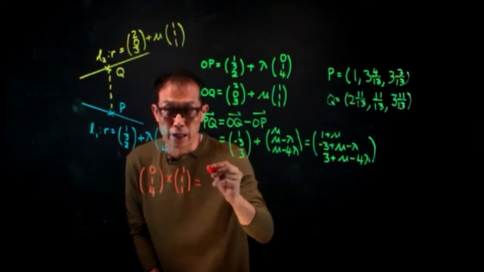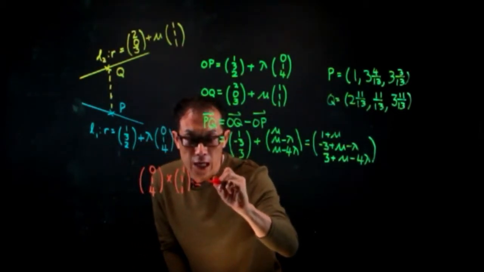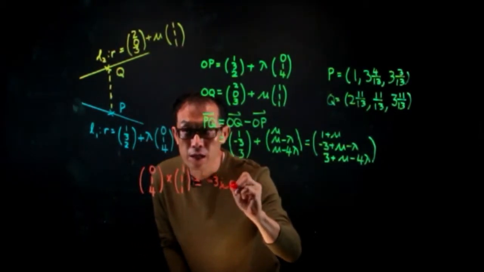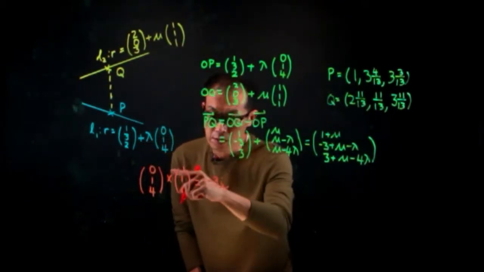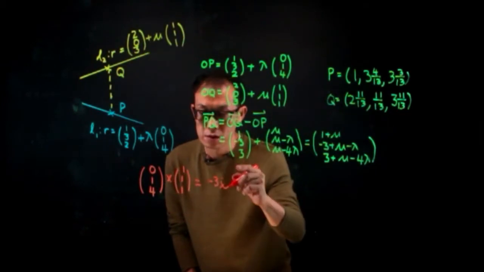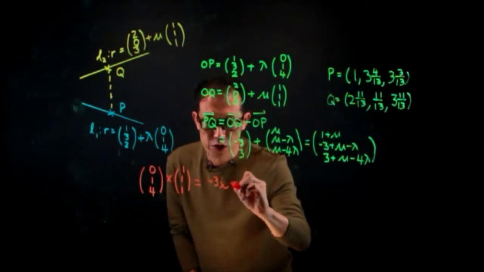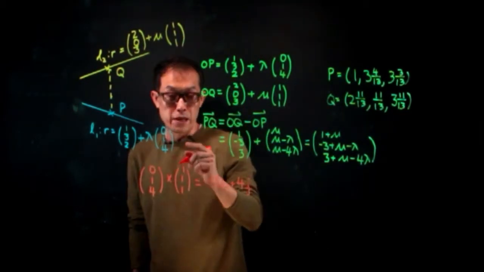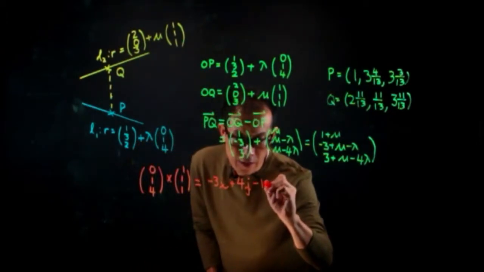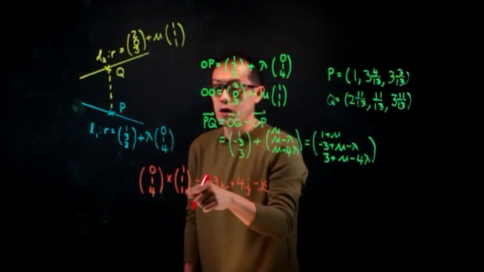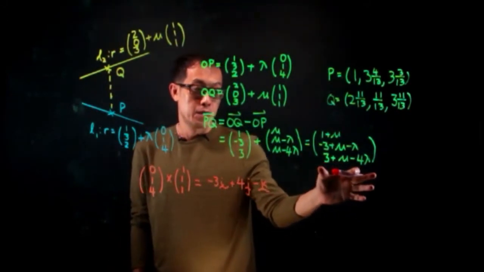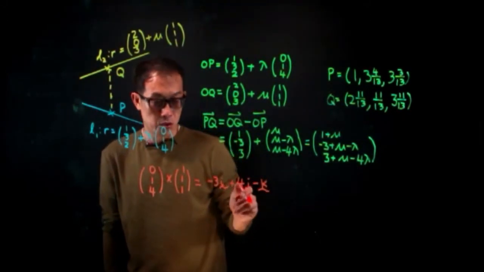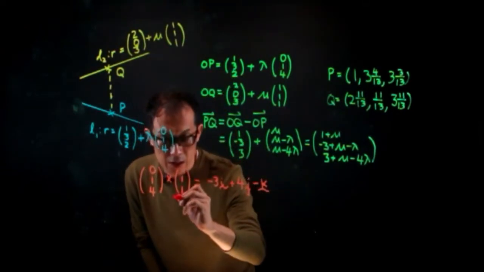We got minus 3i, then you got plus 4j minus k. Okay, now this is the cross product of the two direction vectors. Now since this is parallel to this, we can write it over here.